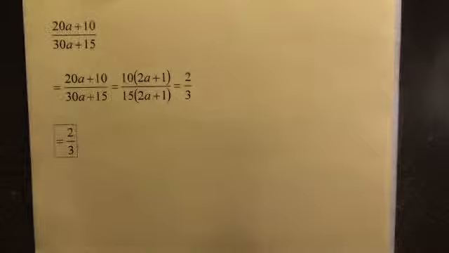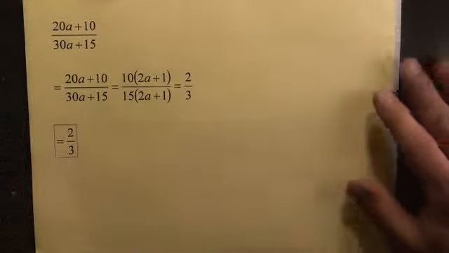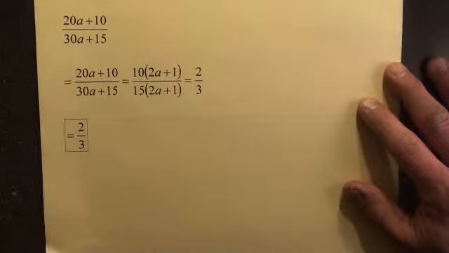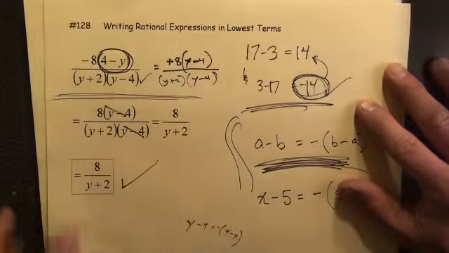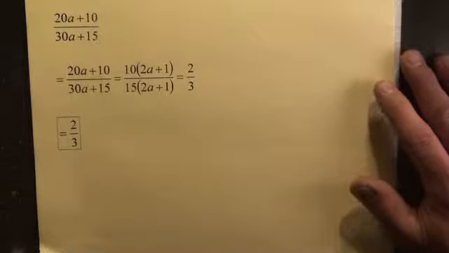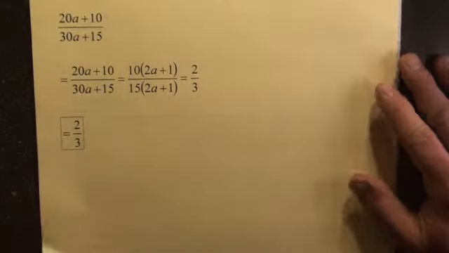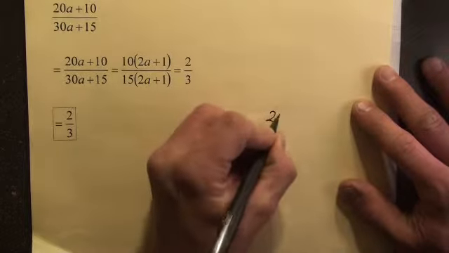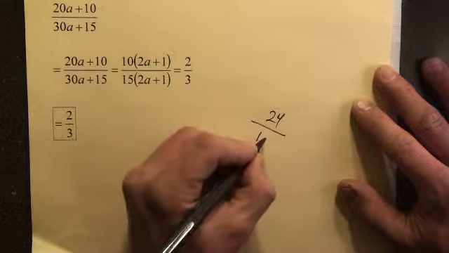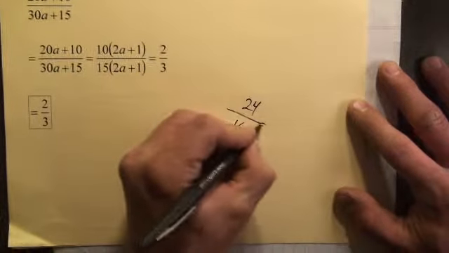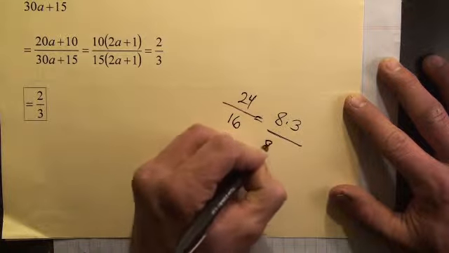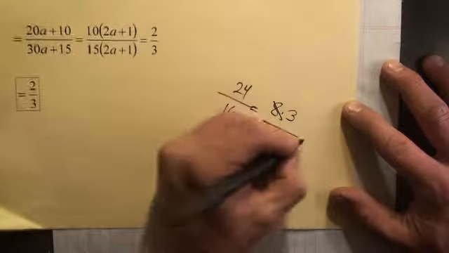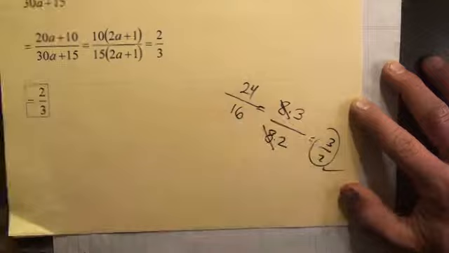28 plus 10 over 30a plus 15. Well, the way we reduce these rational expressions to lowest terms is by basically reducing fractions by finding common factors. For example, 24 over 16. Everybody knows this can be rewritten as 8 times 3 over 8 times 2, and then the 8's cancel, and you get 3 over 2.